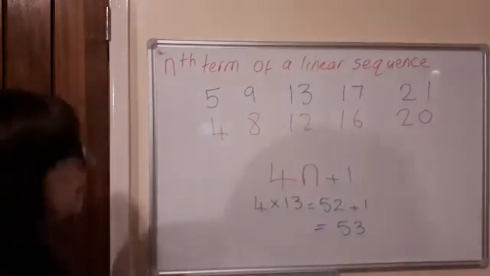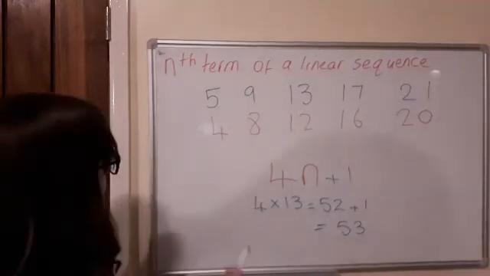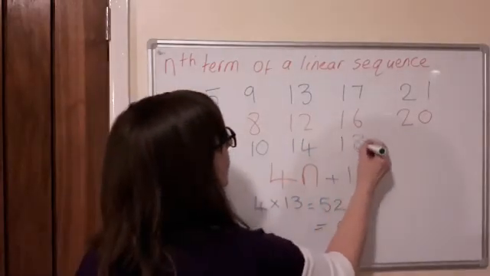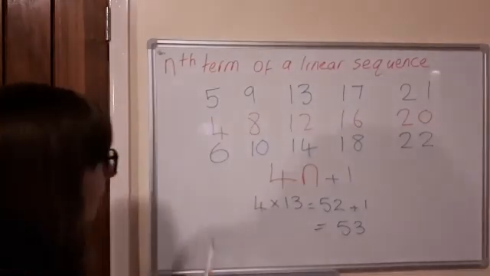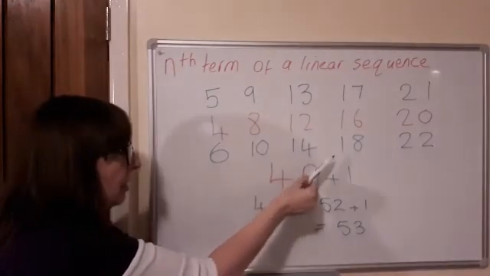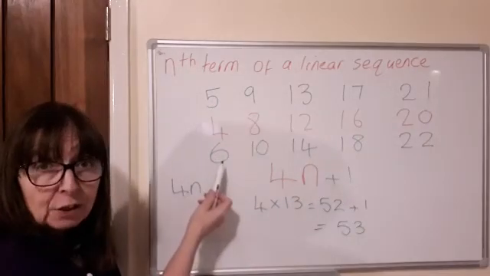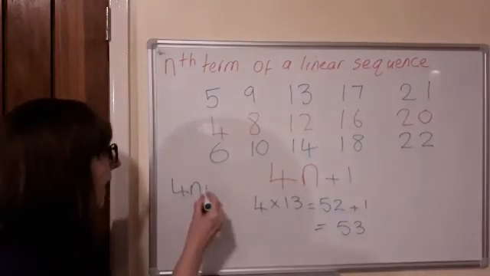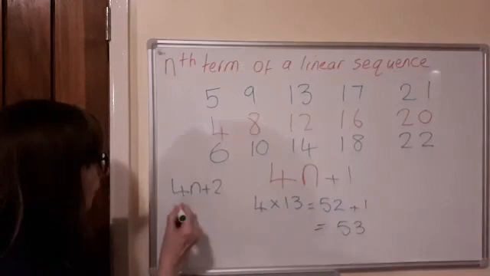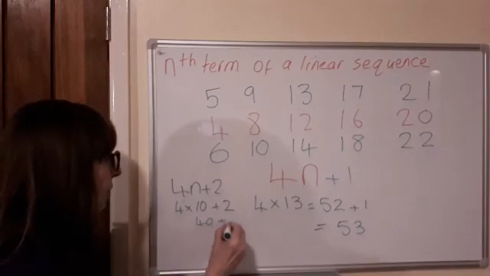Okay, what if I had increased by, let's use a different colour pen, let's say I'd increased by 2. So this time it's 6, 10, 14, 18, 22. Okay, so this time, if I compare this to my 4 times table, the red row, you can see that these are 2 bigger. So I'm still going to need 4n, but this time I'm going to need to add 2 because it's 2 bigger. So 4n add 2 will give me any term that I want in the sequence. I want term 10, 4 times 10, because I want the 10th term, add 2. 4 times 10 is 40, add 2 gives us 42.